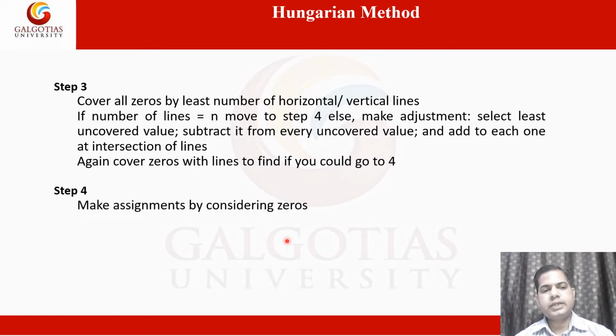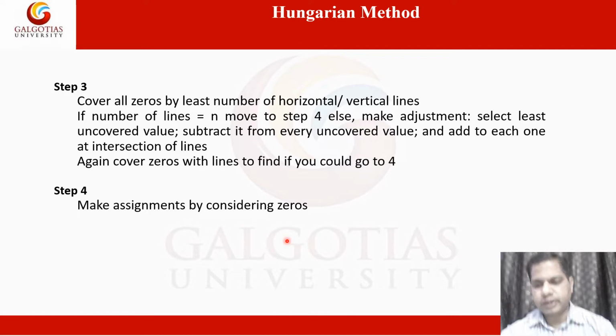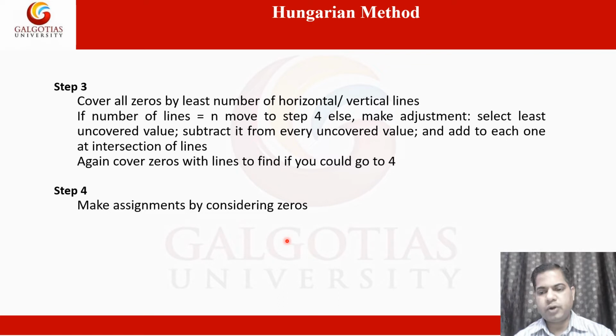The third step says that we have to cover all the zeros by the least number of horizontal or vertical lines. Either we use horizontal lines or vertical lines, or we can use both. If the number of lines, whatever horizontal and vertical lines we draw, is equal to n, the order of the matrix, then we go to step 4.